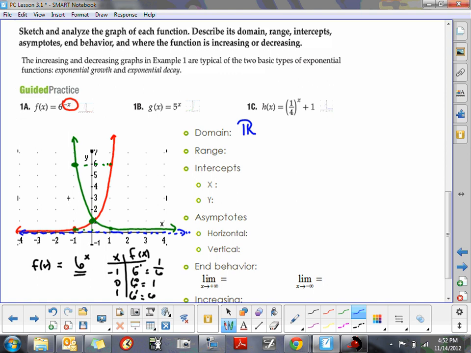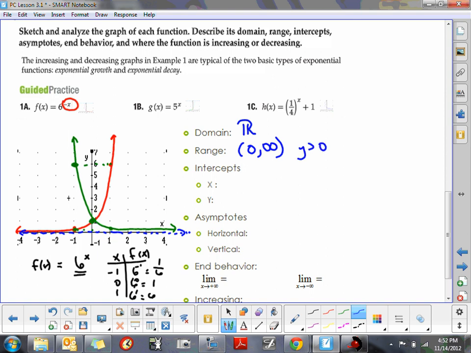All real numbers. The range on this, to me the easiest way to represent that is I could use interval notation. It's got to be greater than 0, don't include 0, so parentheses 0 all the way up to positive infinity. Or if you wanted to, all your y values have to be greater than 0.